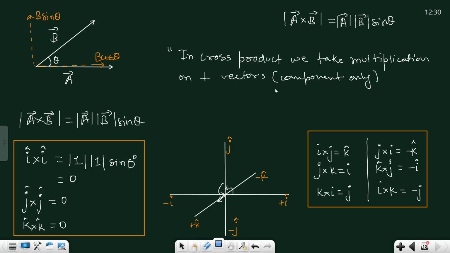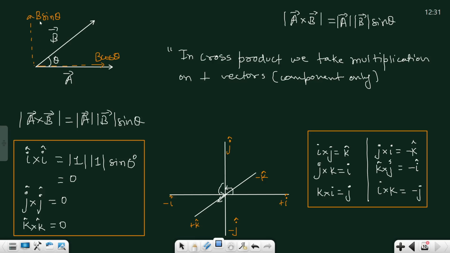Yes, sir. So what does "component only" mean? It doesn't matter. Suppose a vector does not lie entirely in the perpendicular direction, so some component will be in the parallel direction and some in the perpendicular direction. Suppose if B was perpendicular to A, then B sin theta will be the whole component of B. But if it is inclined with A, it will have some portion parallel to A, and some portion perpendicular to A.